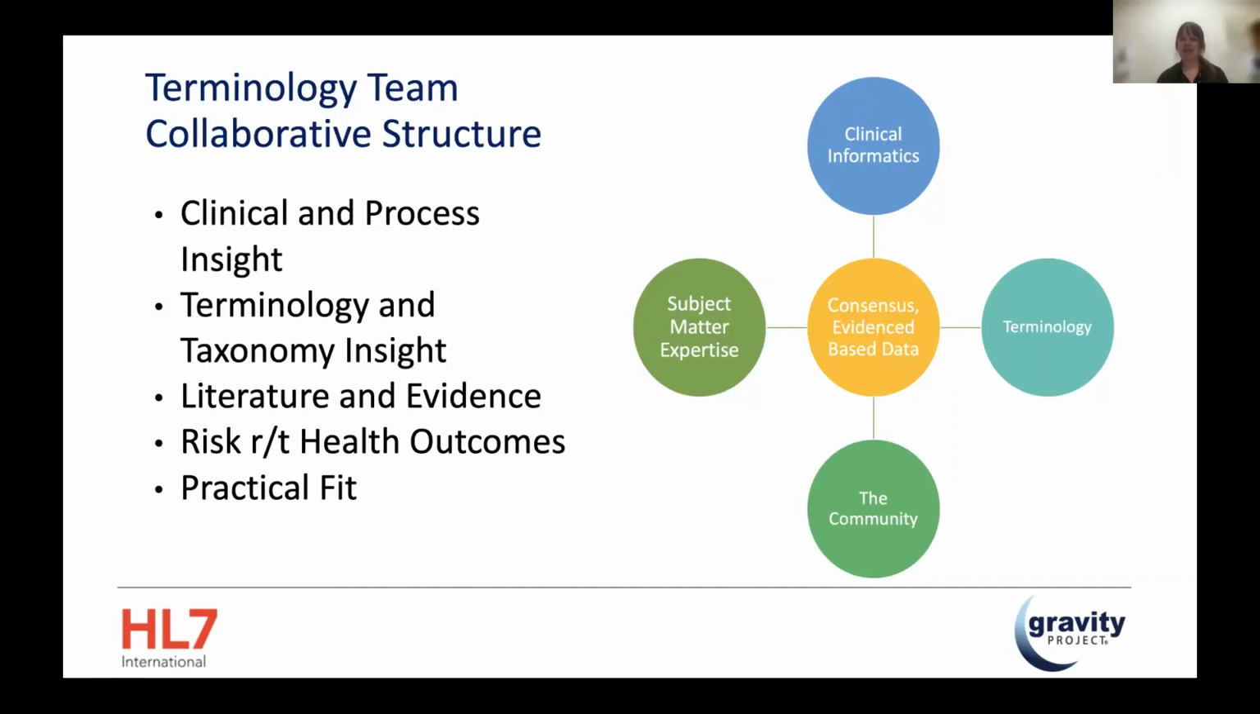Between all of these, we're always balancing clinical and process insight, terminology and taxonomy insight, and the literature and evidence of the domain at hand. We also bring in public health literature to represent risk related to health outcomes, because if we're making decisions regarding terminology, we really want to make sure the health risks and health concerns that drive the elevation of that social risk are front of mind.